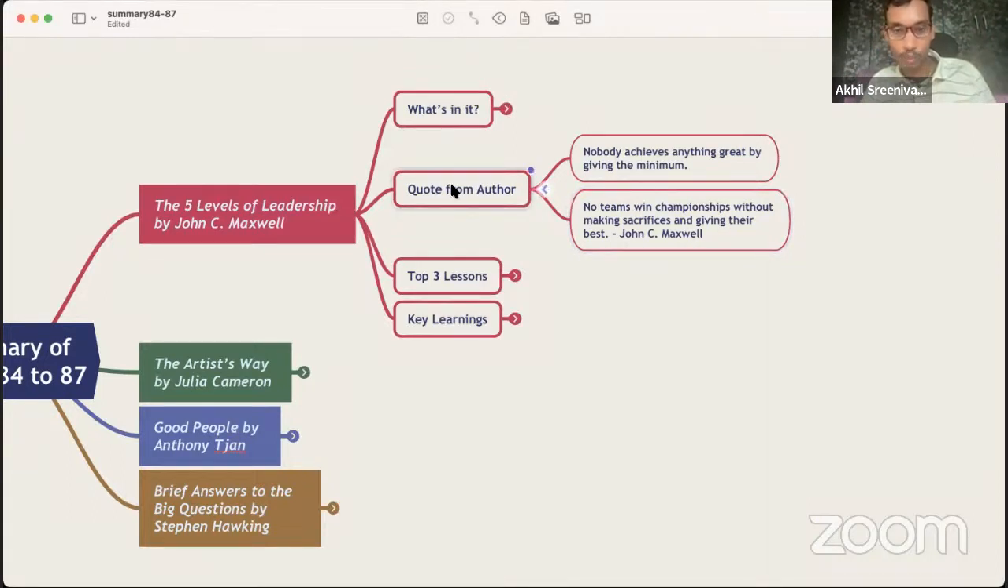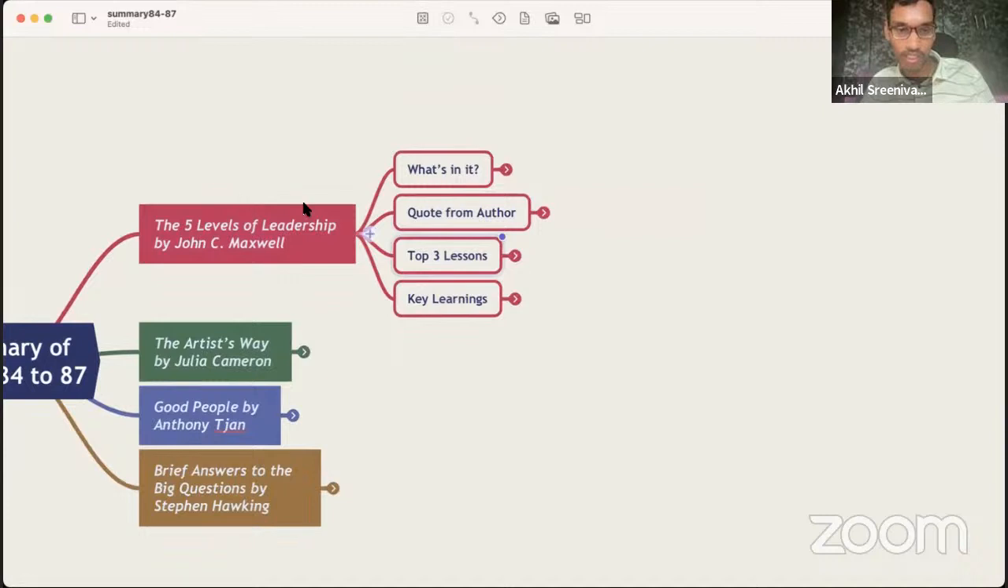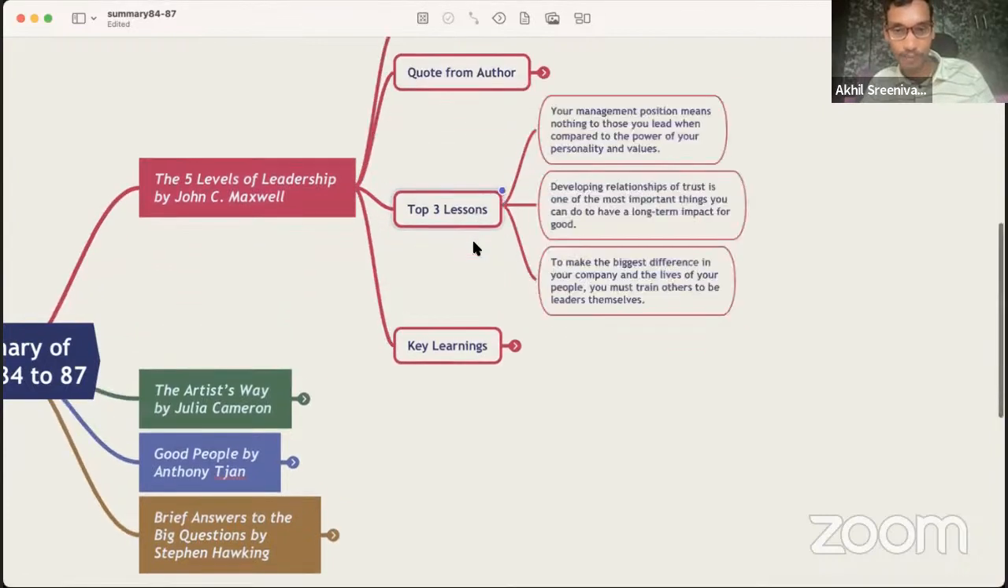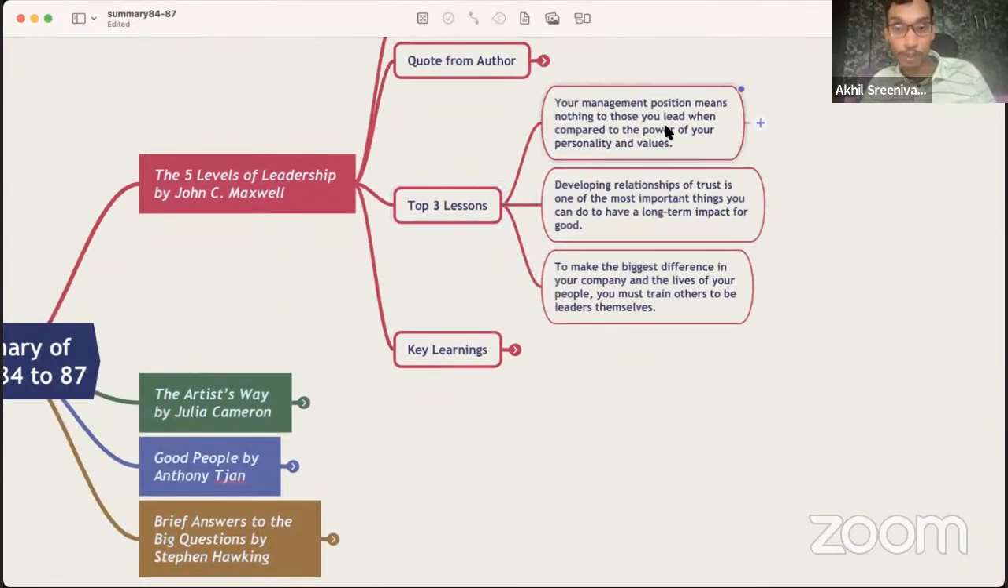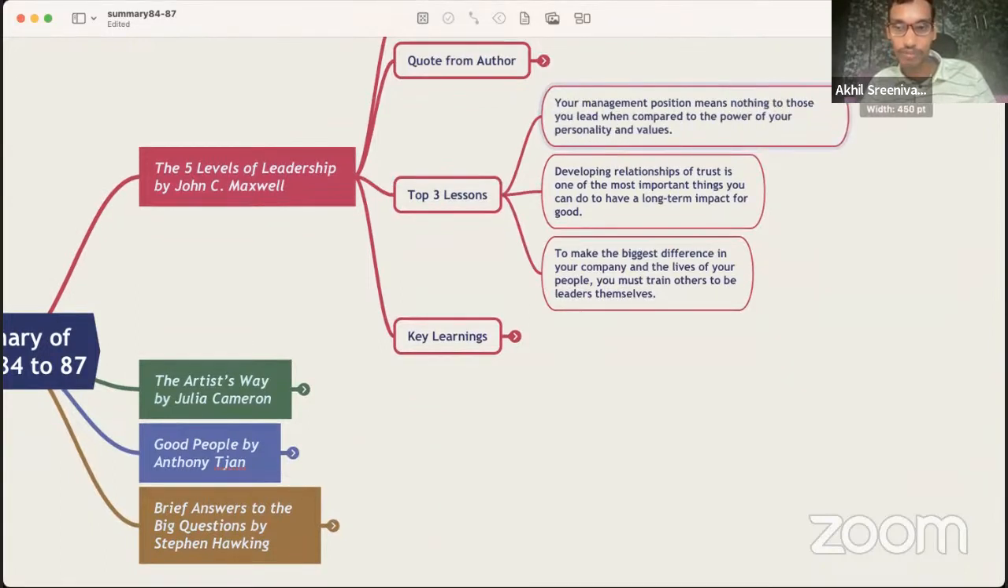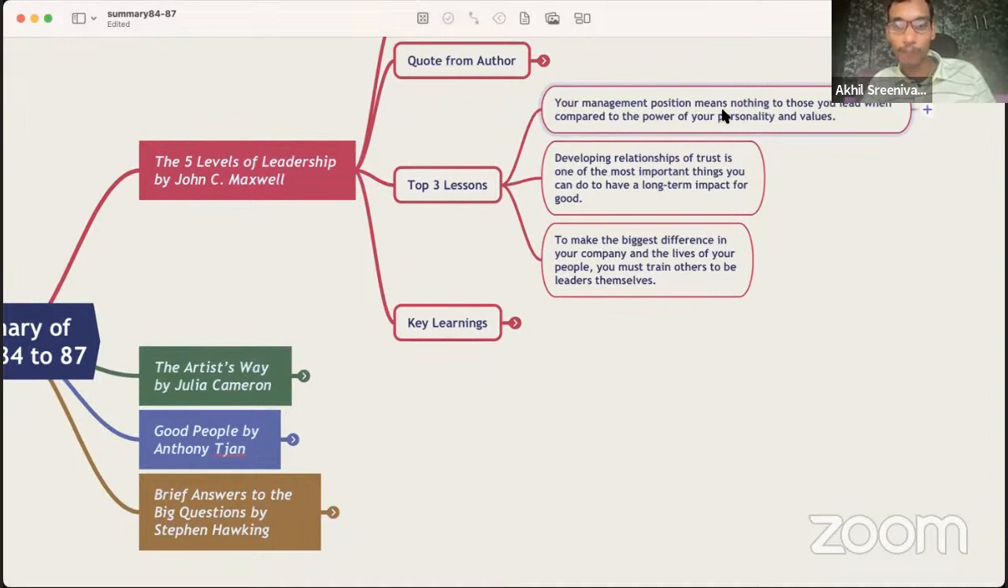So let us see what are the top 3 lessons of this book, The 5 Levels of Leadership. Your management position or your current job role means nothing to those you lead when compared to the power of your personality and values. So when you compare your job position with your personality, your job role with your values, they always have more impact than your current position.